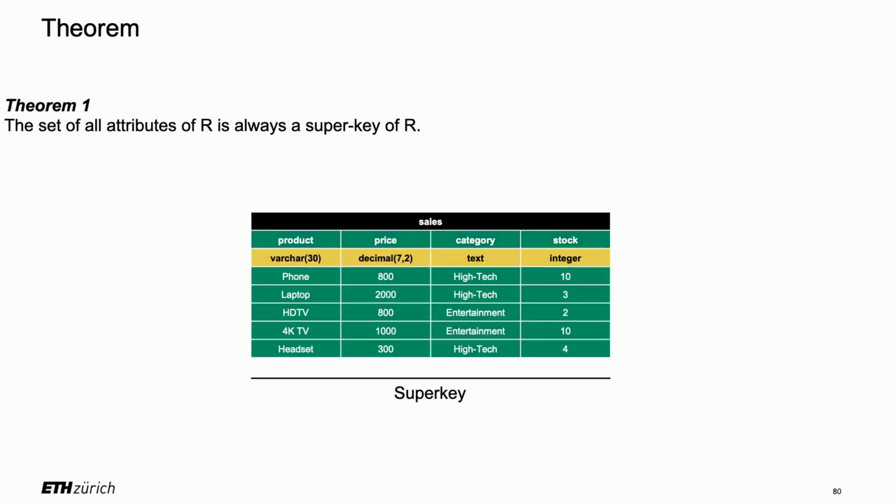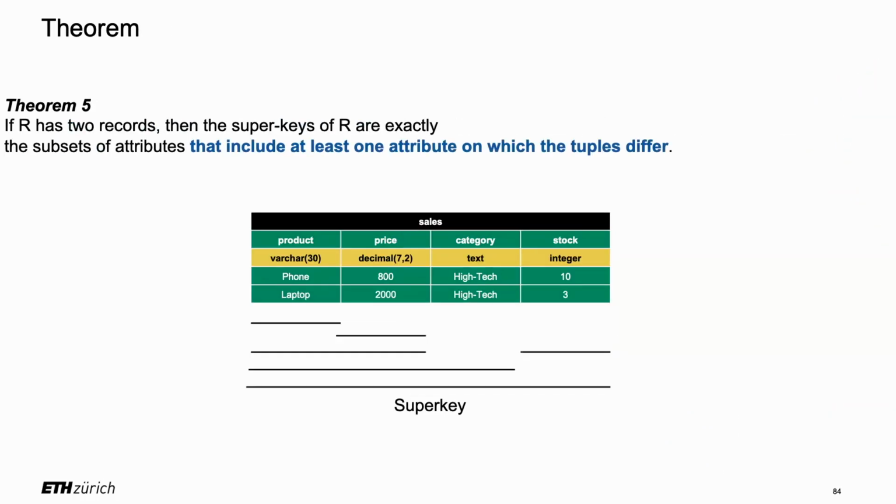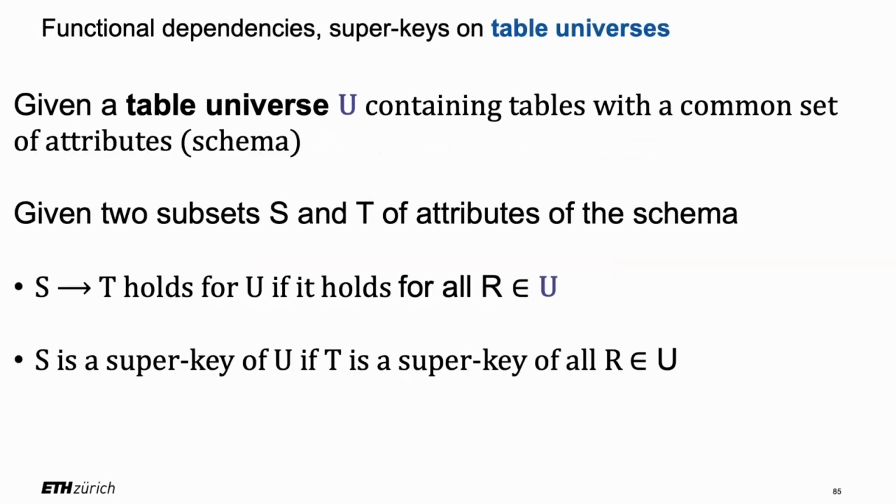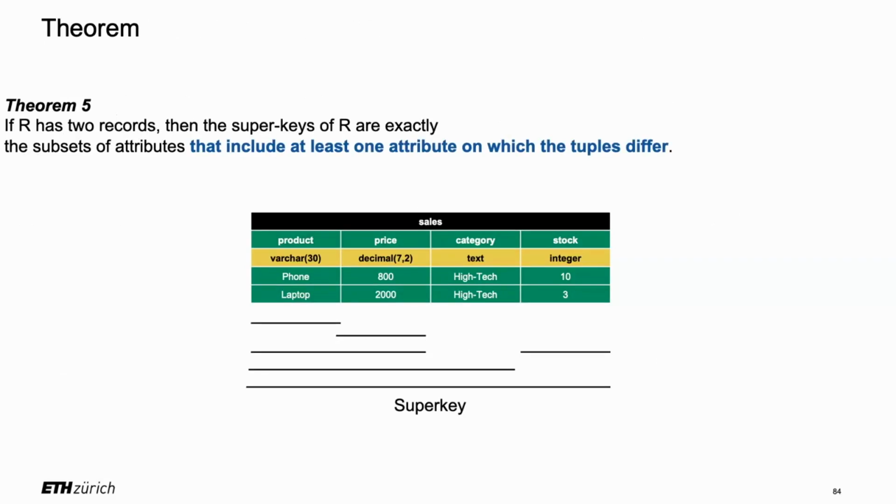So again, the intuition for finding a super key is you try to find the attributes that are able to discriminate between tuples, to tell them apart. If the attributes are not able to tell tuples apart, then it's not a super key. Okay. So far, so good, everybody?